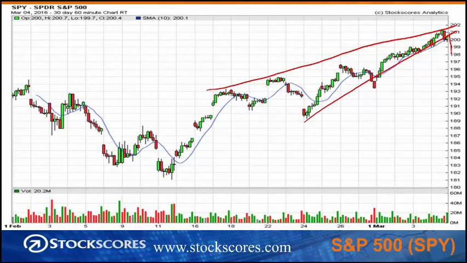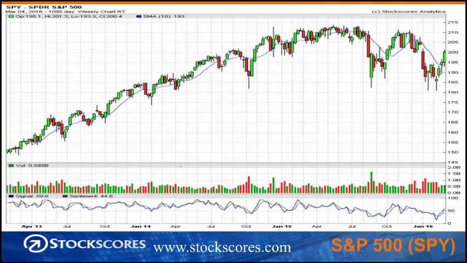This is a bullish chart because we're in a bullish trend, but because we've been going up for quite a long time, and because of this rising wedge pattern, I would call this a neutral chart. I think that there's a good chance that we'll see a pullback soon.